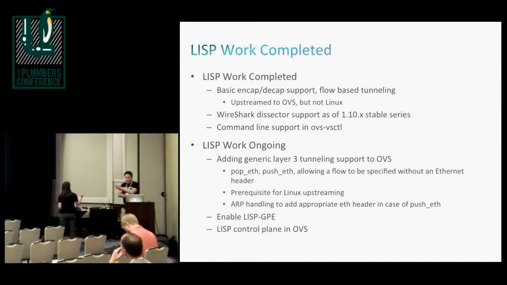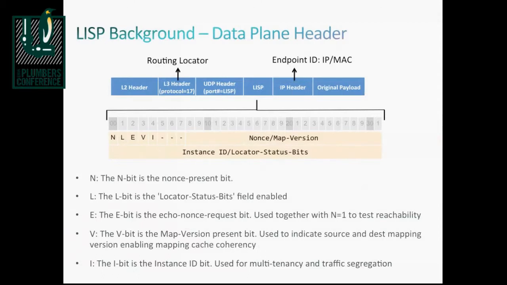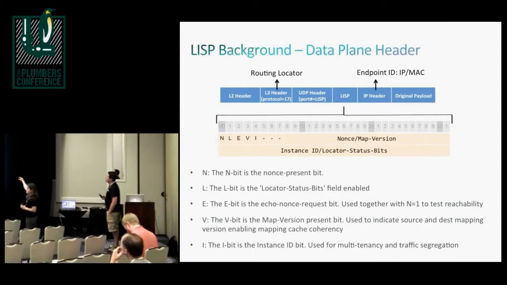So do you want to go back? Yeah. So that's the encapsulation. We have the original packet with an IP header. Then there's a Lisp header, which is this enlarged piece, and then another UDP, and then layer 3 and L2. So there's no MAC address in the payload packet. We pop that, and it's L3 in L3.